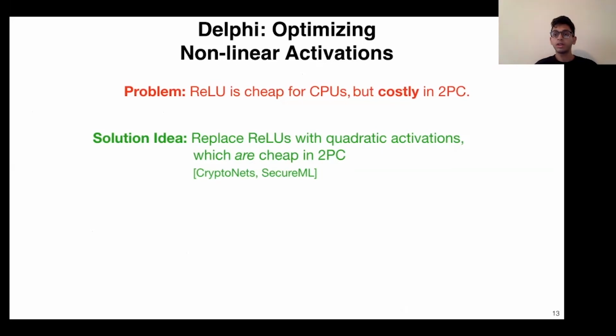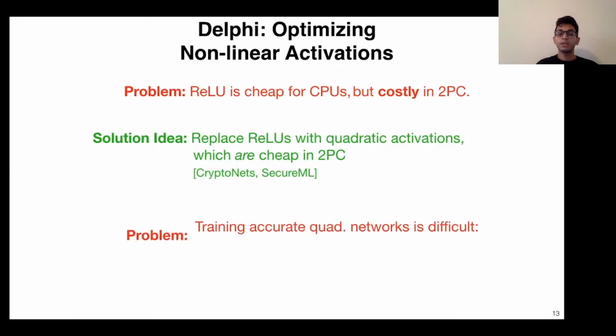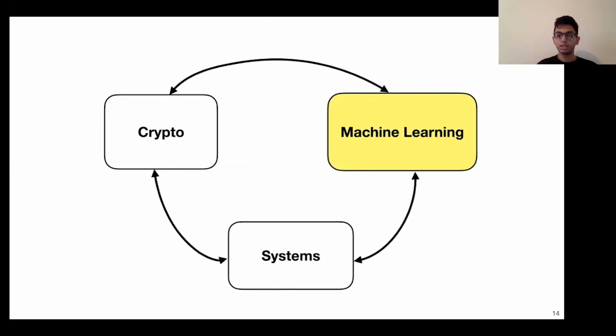For example, a quadratic activation, where you just apply a quadratic function to the input. Right? This is not a new idea. This has been proposed by the earliest work in the space, such as CryptoNets and SecureML. However, the problem is that training accurate networks which use quadratic activations is difficult because algorithms for training networks are optimized for all ReLU networks. Right? So to work around this, we apply our machine learning techniques.